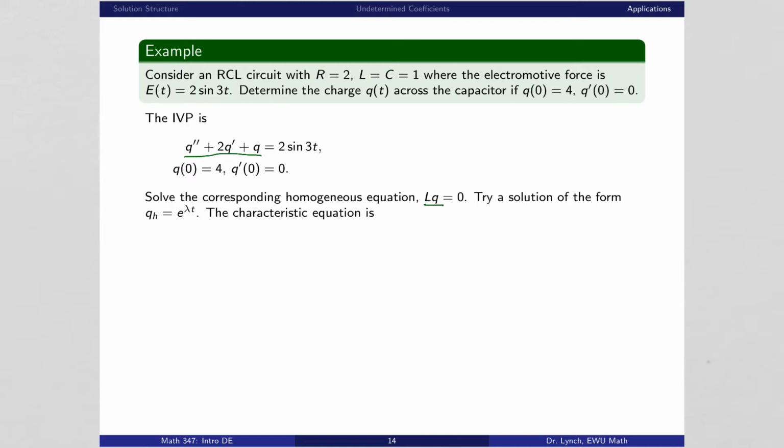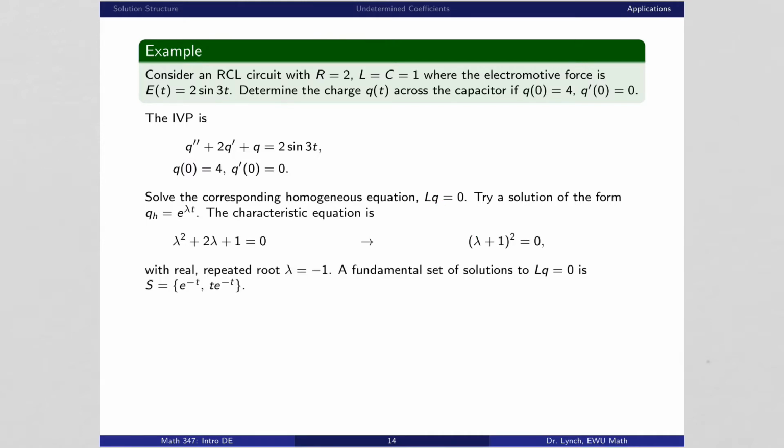So just like we've done before, we'll try a solution of the form e to the lambda t. Doing that, we can jump straight to the characteristic equation, which is lambda squared plus 2 lambda plus 1 equals 0. This is rigged up to factor nicely, illustrating a real repeated root, lambda equals minus 1. So this gives us a fundamental set of solutions to LQ equals 0, given by e to the minus t and t e to the minus t.